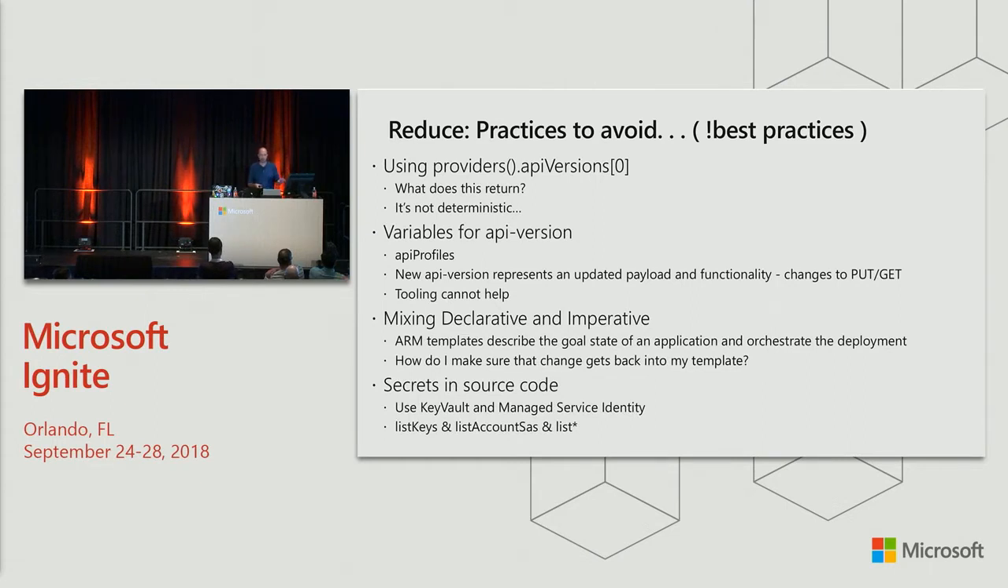If you've done some templates, you're probably aware, but if you need a storage account key, you can use the list keys function, and that will pull it out. You don't need to pass it into the template. List account SAS is a new one that does the same thing with a SAS token on a blob container.